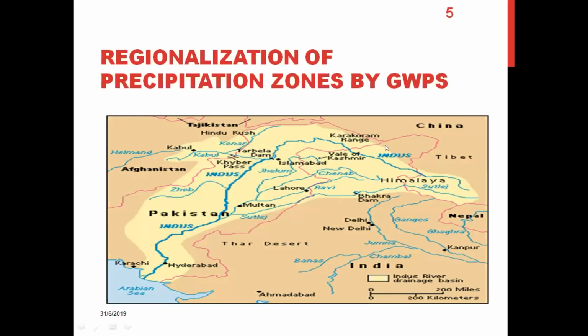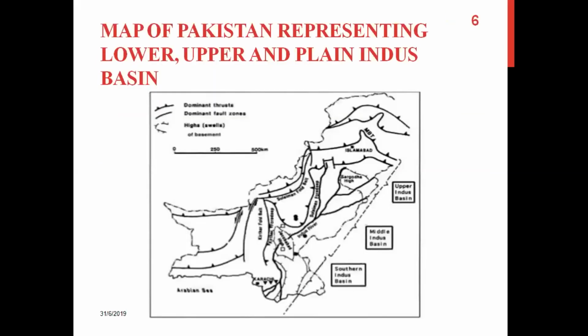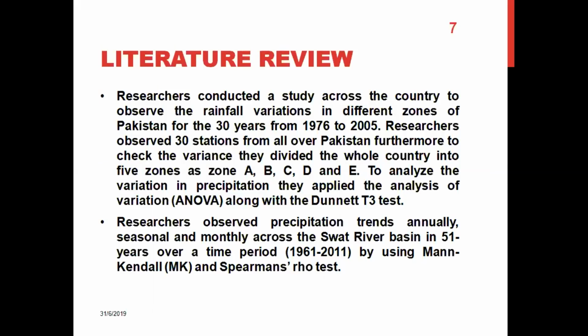Here you see a map of Pakistan. We may divide that map into different regions. We divide it into 5 different regions according to climate, such as summer and monsoon. A research study across the country observed rainfall variations in different zones of Pakistan for 30 years, from 1976 to 2005. Researchers observed 30 stations from all over Pakistan. Furthermore, to check the variance, they divided the whole country into 5 zones: Zone A, B, C, D, and E. To analyze the variation in precipitation zones, they applied analysis of variance, ANOVA.